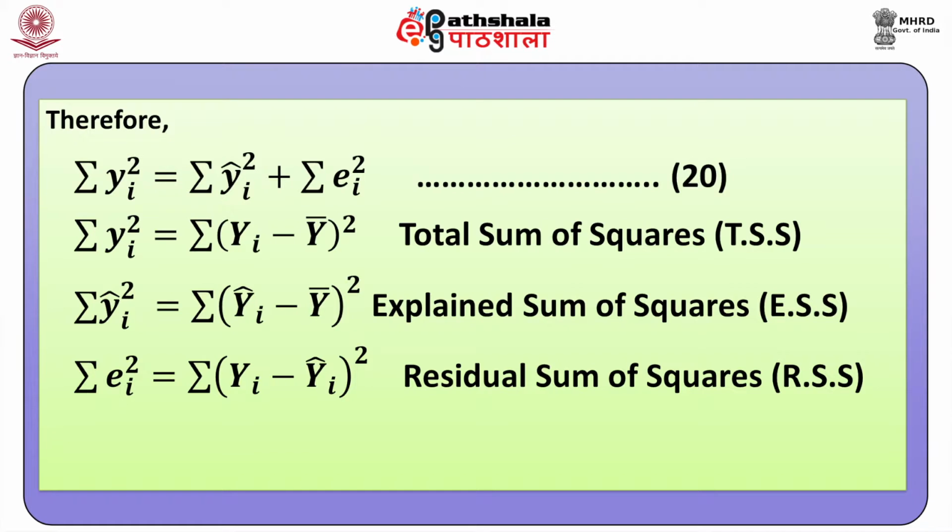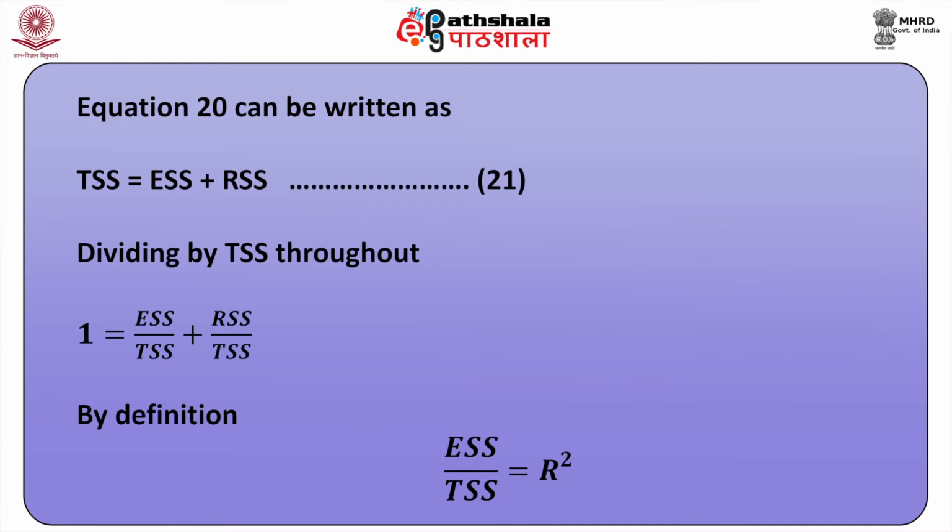Sigma yi square is equal to sigma (Yi minus Y bar) whole square, the total sum of squares. Sigma yi cap square is equal to sigma (Yi cap minus Y bar) whole square, the explained sum of squares, ESS. Sigma Ei square is equal to sigma (Yi minus Y cap) whole square, the residual sum of squares, RSS. Using this terminology, equation 20 can be written as TSS is equal to ESS plus RSS.